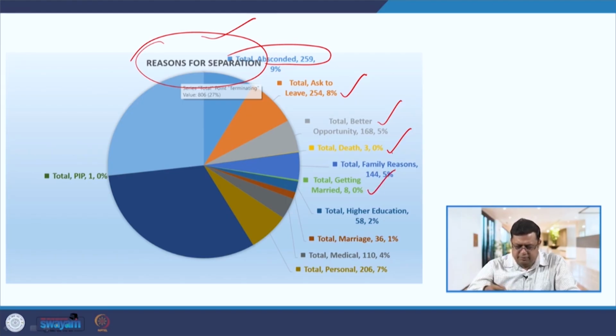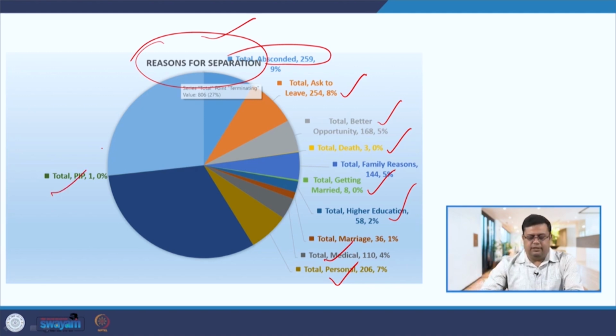Because of marriage, 8 people have left. Higher education 58, total medical 110, total personal 206, PIP 1. So that is how you can see the reason for the separation. So why people have left the job.